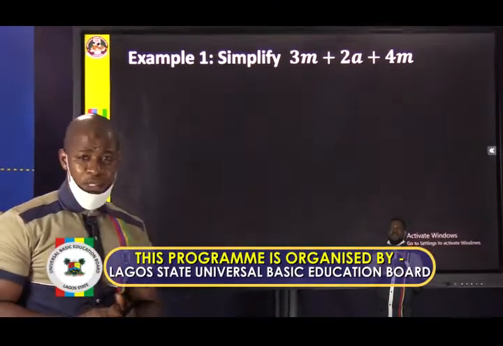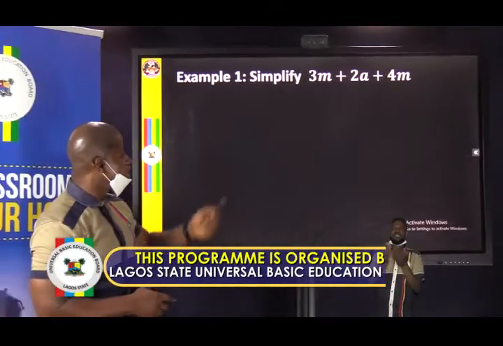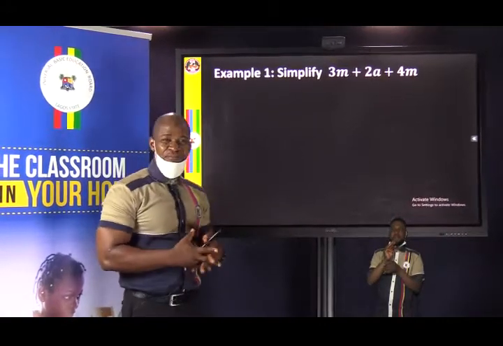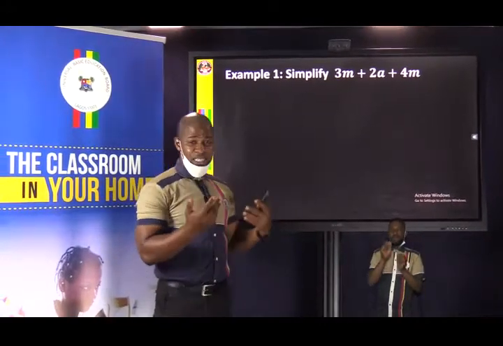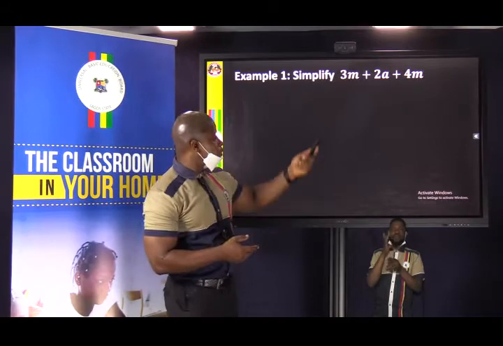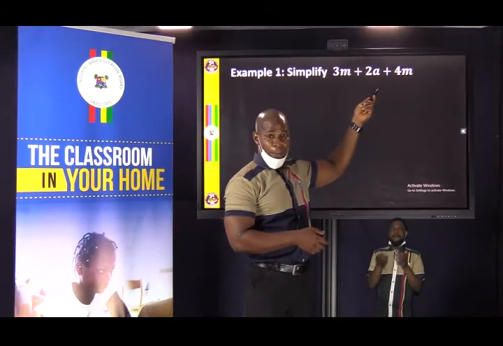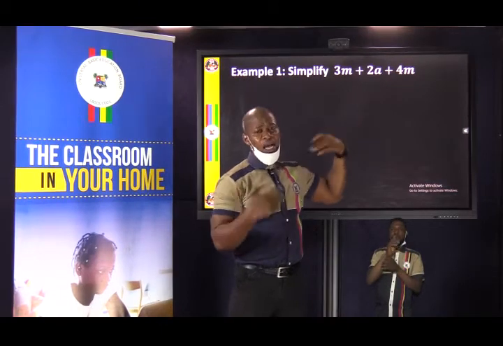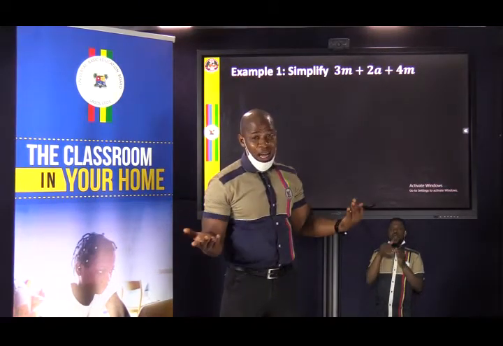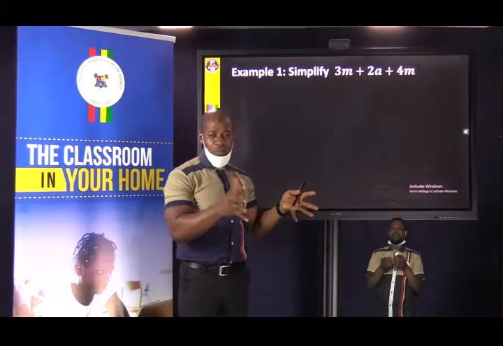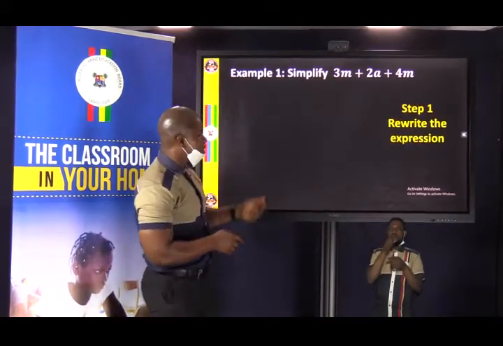This first example says simplify 3m plus 2a plus 4m. Already, you can see the result should be out for you, because this is like saying simplify 3 mangoes plus 2 apples plus 4 mangoes. How many mangoes altogether? How many apples altogether? Knowing that we cannot add apples to mango, only the mangoes will be added to each other. So let's look at the procedure.